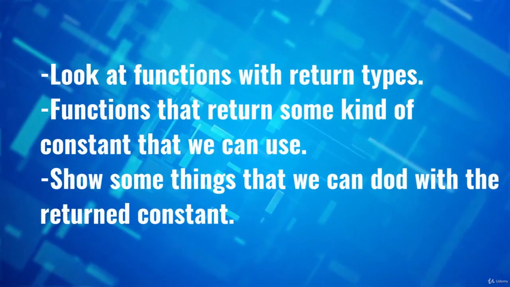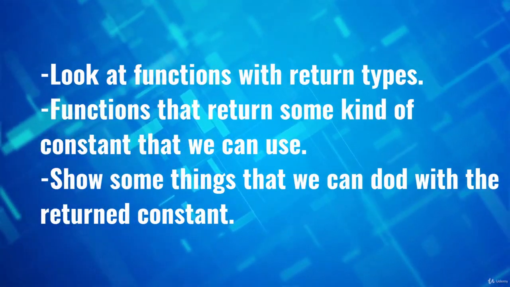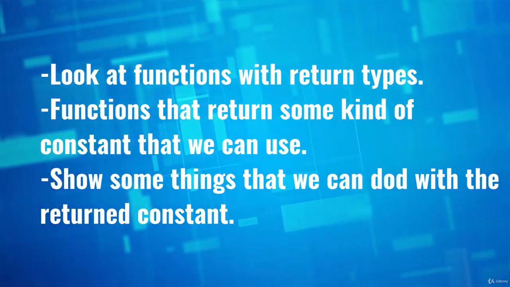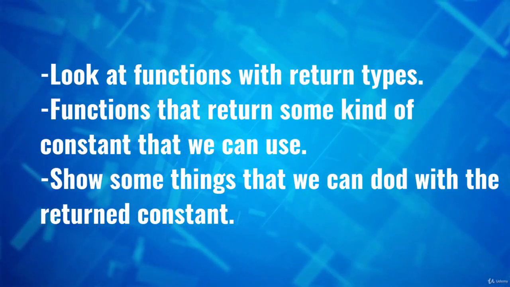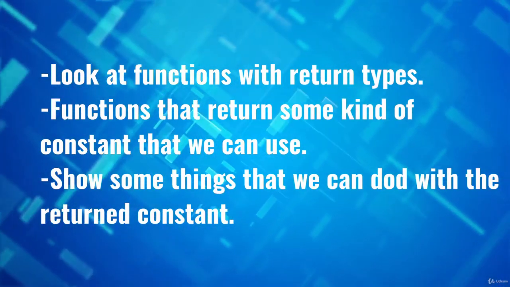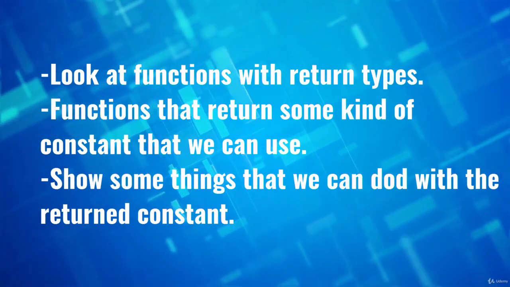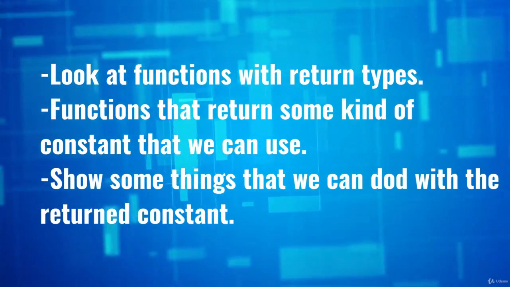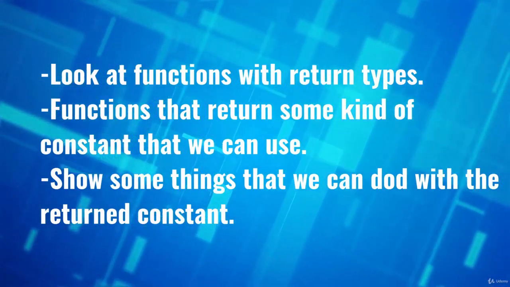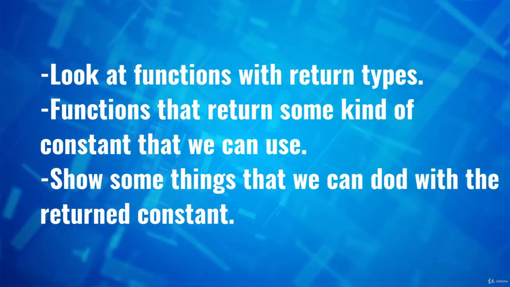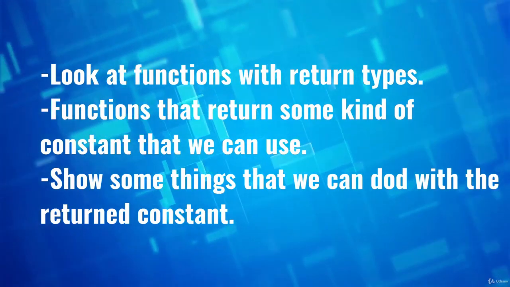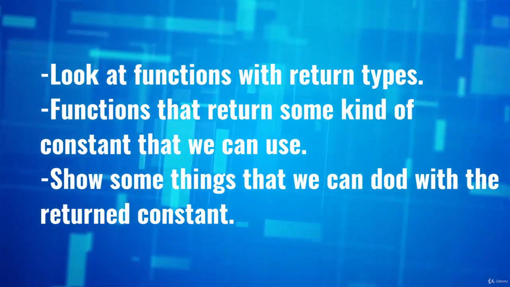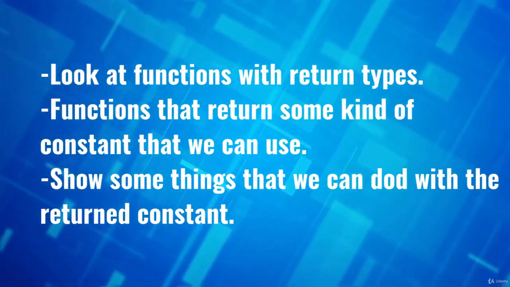Okay, so now we're going to take a look at functions with return types. This is the first time we've seen functions with return types. We've only seen functions with parameters and without them, but again, no return types. These are going to be functions that return some kind of a value, some kind of a constant. This could be a string or an int or a boolean, whatever we want it to be. Okay, and we're going to be able to use this constant that we returned. So I'm going to show some things that we can do with this return constant, such as storing them in variables and printing them out.